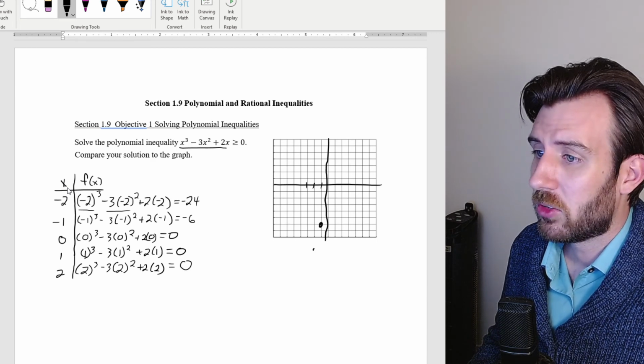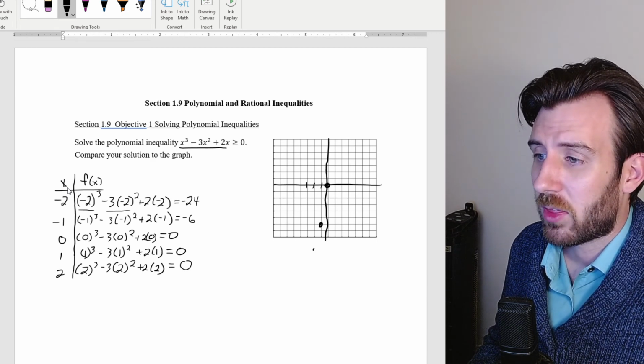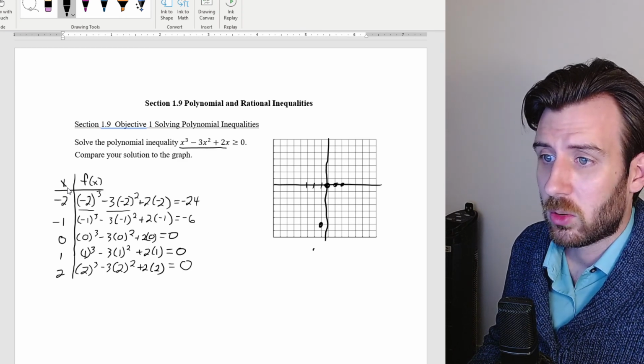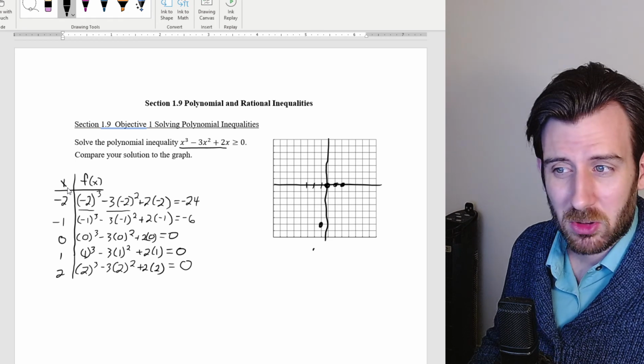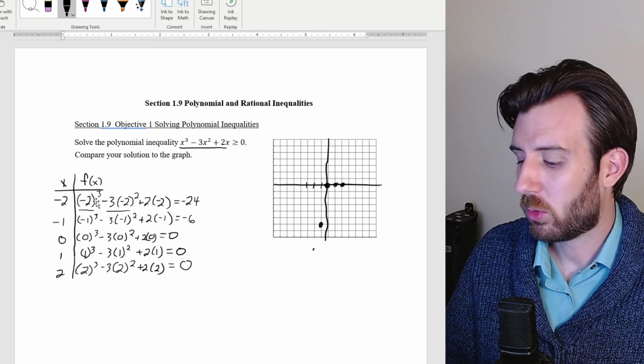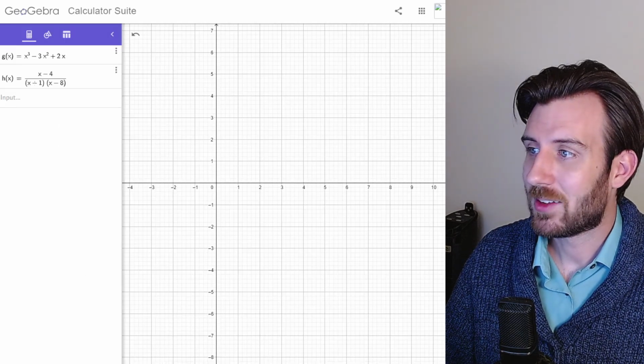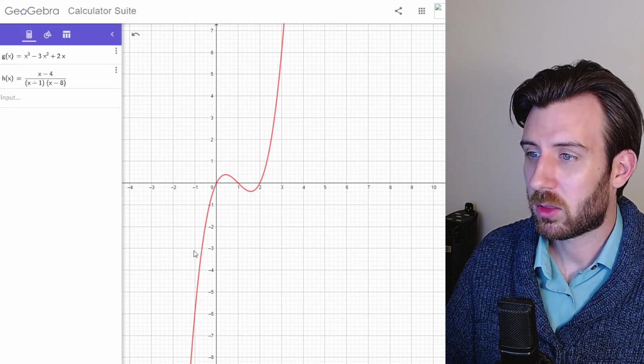And then the next one would be 0 and 0. After that, we would have 1 and 0. After that, we would have 2 and 0. Okay, so not a lot to be able to sketch out our curve. Let's see if we can fill this in. We'll jump over to a computer graphing software called Geogebra, and we'll get an idea of what this looks like to confirm what we're playing with.